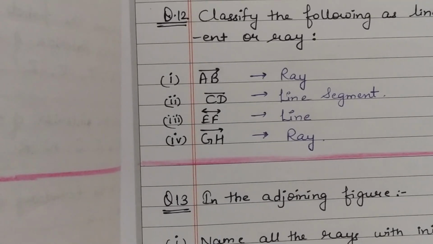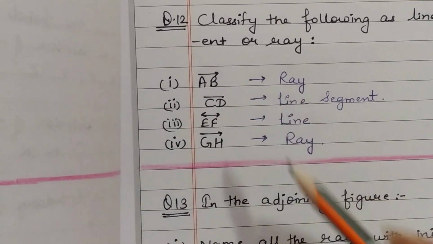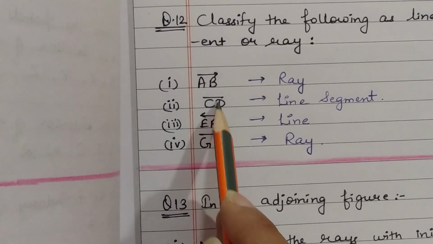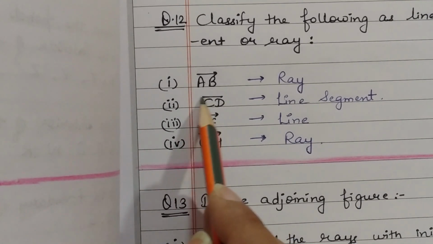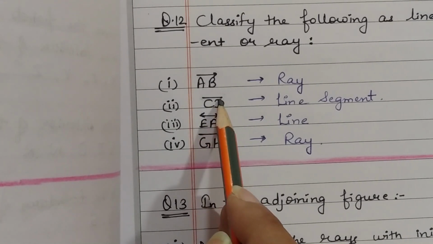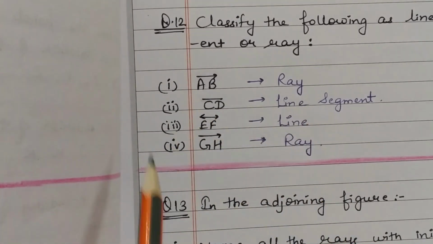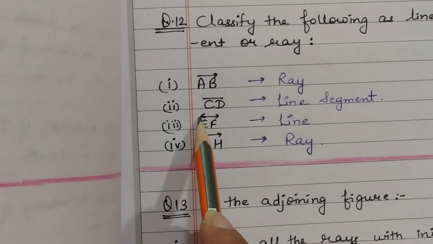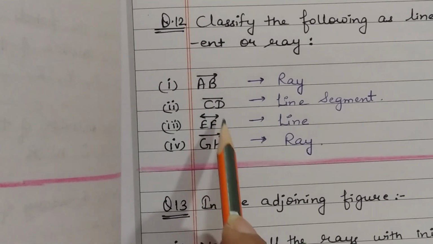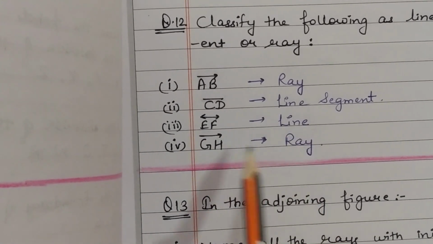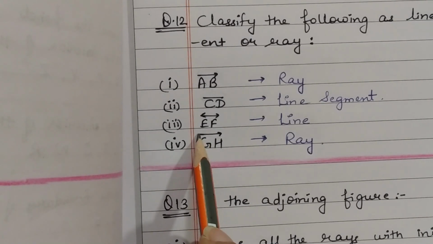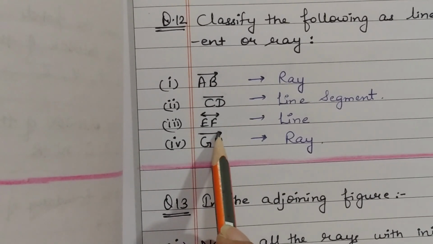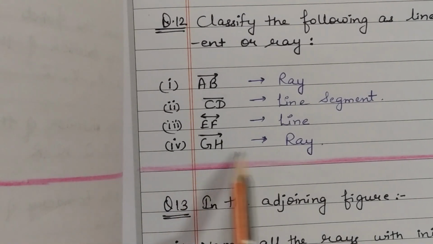So AB is a ray. Second, CD with a straight line above it. As the symbol suggests, it is a line segment, children. Then EF with a symbol with two arrows at the top. Two arrows represent a line, so EF is a line. And then GH with one end point and one arrow, that is a ray. So GH is a ray.